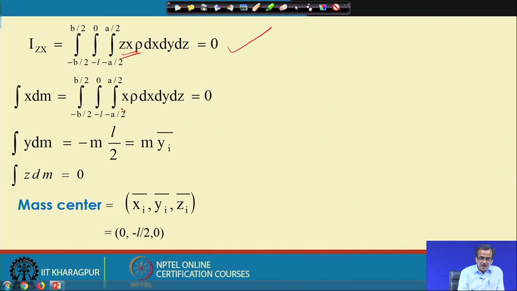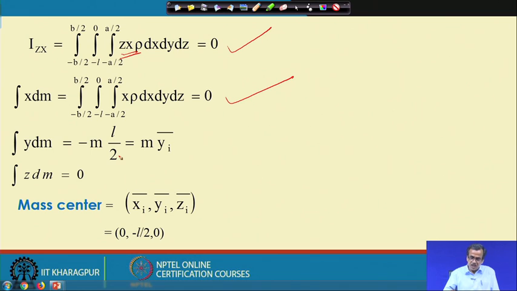Similarly, you will have to find out integration x d m. This is nothing but x rho dx dy dz, same limit of integration, and if you calculate you will be getting that equals 0. Then comes integration y d m. So, this will become minus m L by 2.